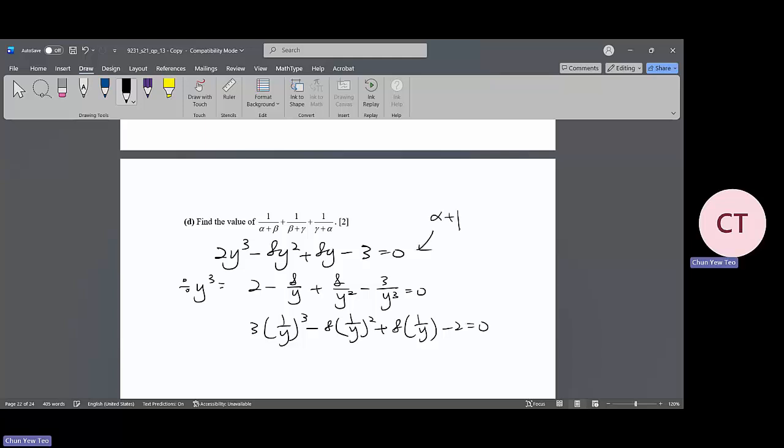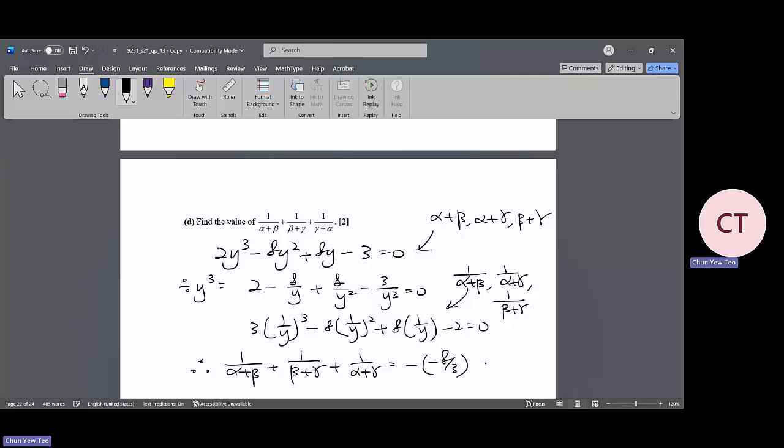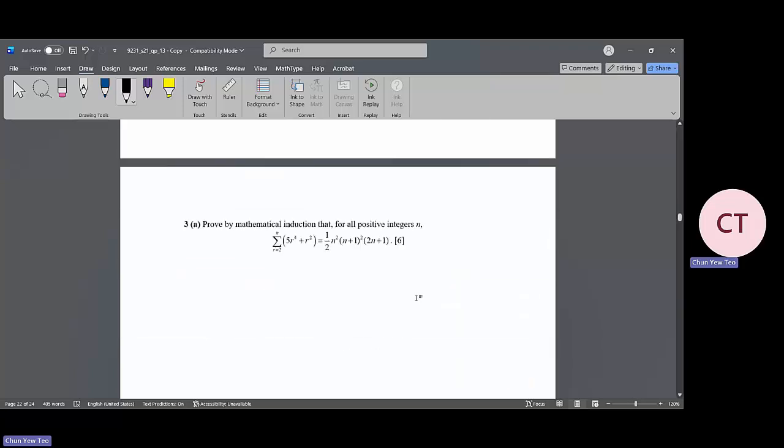The roots are alpha plus beta, alpha plus gamma, and beta plus gamma. Then for the equation over here, the roots will be 1 over alpha plus beta, 1 over alpha plus gamma, and 1 over beta plus gamma. So therefore, 1 over alpha plus beta plus 1 over beta plus gamma plus 1 over alpha plus gamma is actually equal to the negative of negative 8 over 3. That will be a positive 8 over 3. Done. This will be the answer for question number 2D. And moving on, we have question number 3.